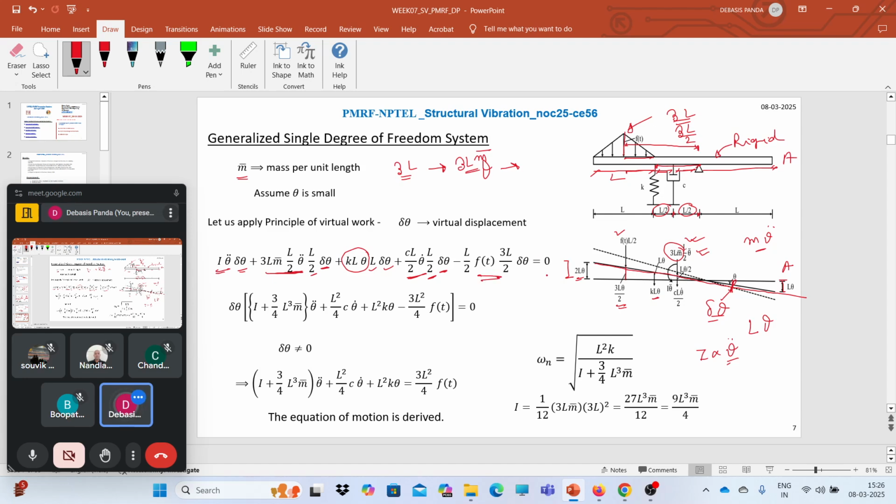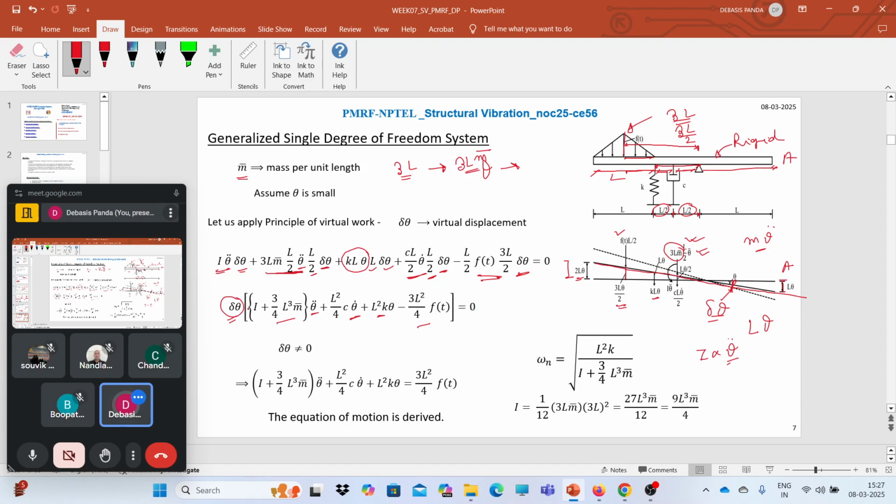And for the external force, all this is acting on the downward side, and equals your F(t). So obviously L by 2 F(t) into the ordinate here is 3L by 2 into del theta. Now after simplifying it, very straightforward, you just need to take out this variation, the small displacement, outside and simplify it. So arrange the theta double dot term and take it outside the bracket. We will be left with I plus 3 by 4 L cube m bar, where m bar is not the total mass but the mass per unit length, plus L square by 4 C theta dot plus L square K theta minus 3L square by 4 F(t) equals 0.